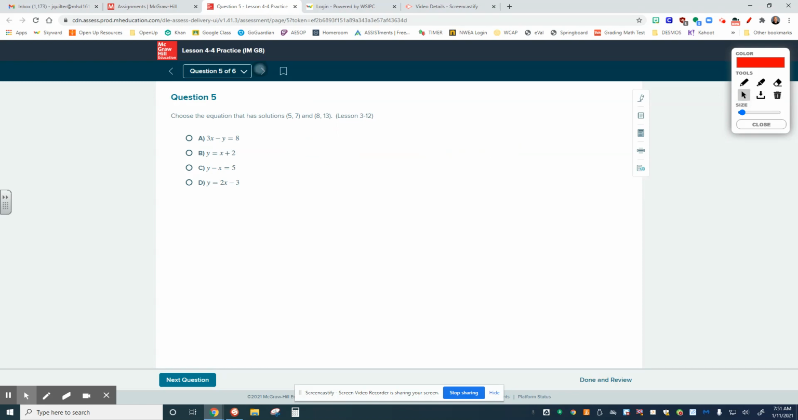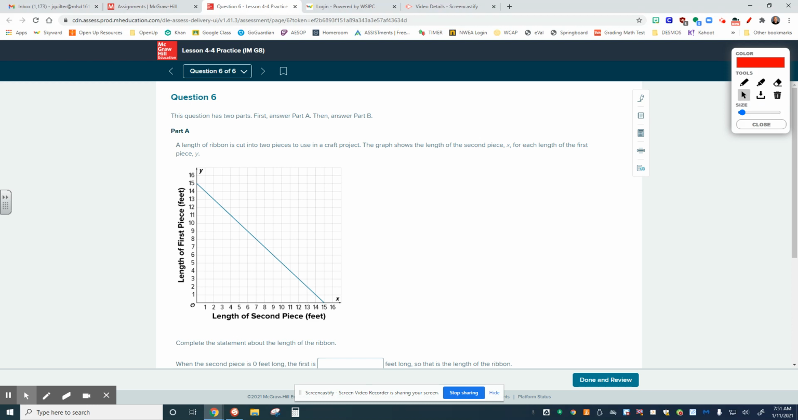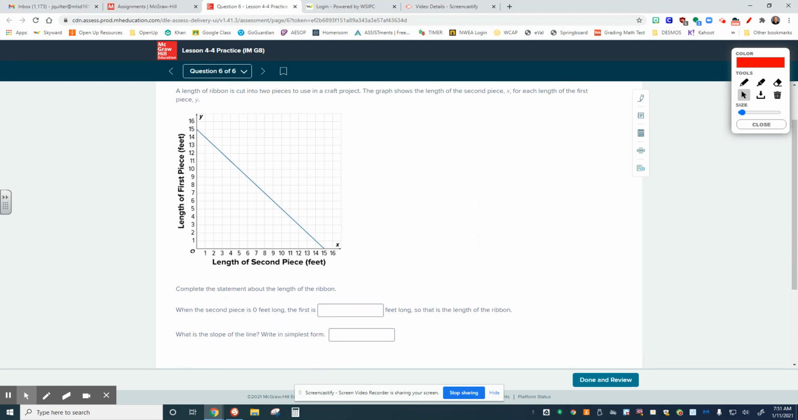Last one. And this last one is two parts. We first have a graph, and then we need to interpret it for the work we're going to do. Length of ribbon is cut into two pieces to use as a craft project. The graph shows the length of the second piece x for each length of the first piece y.